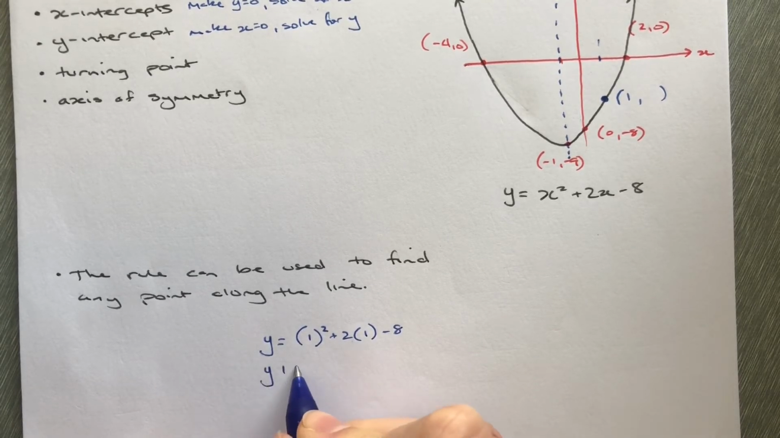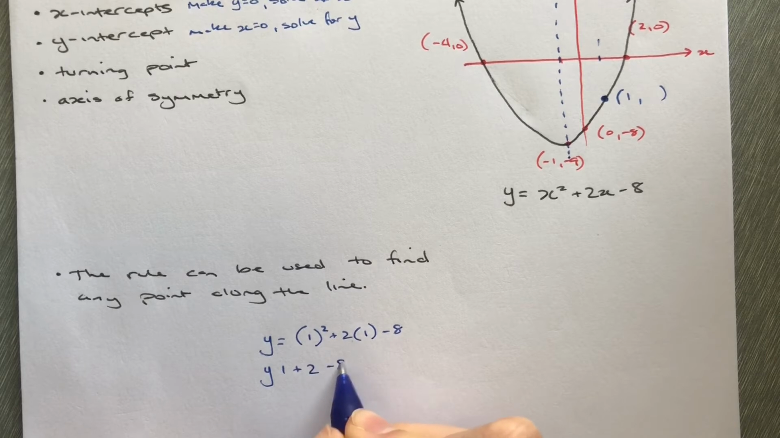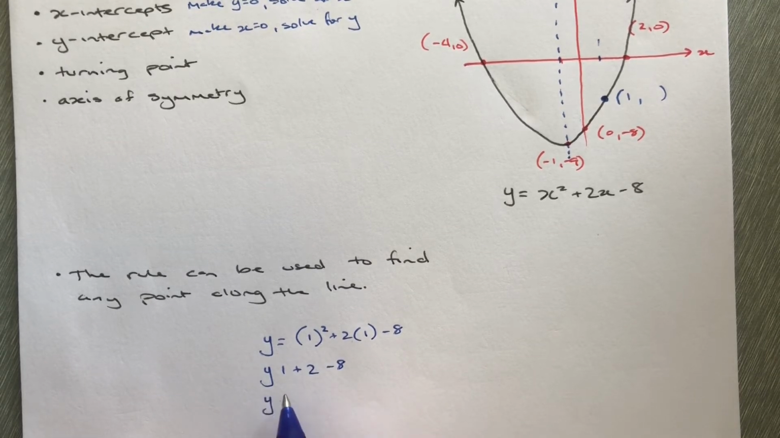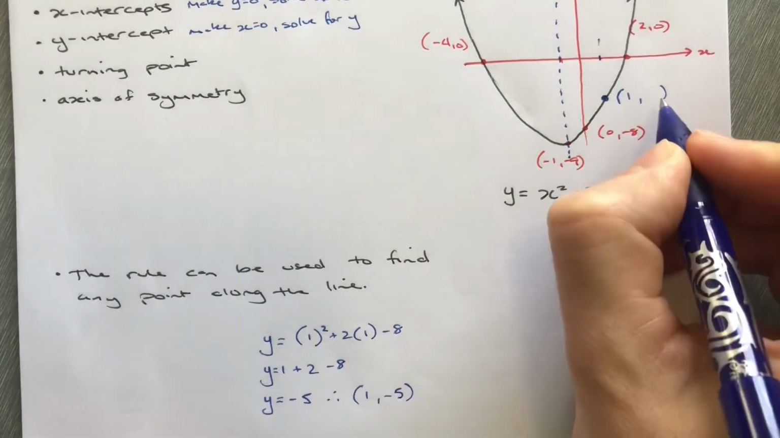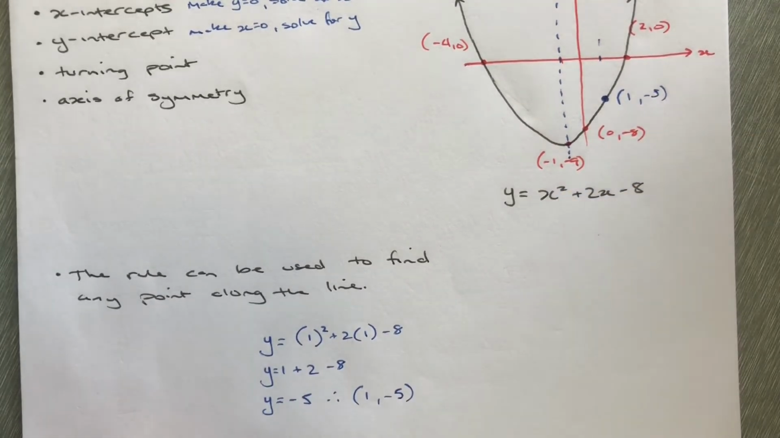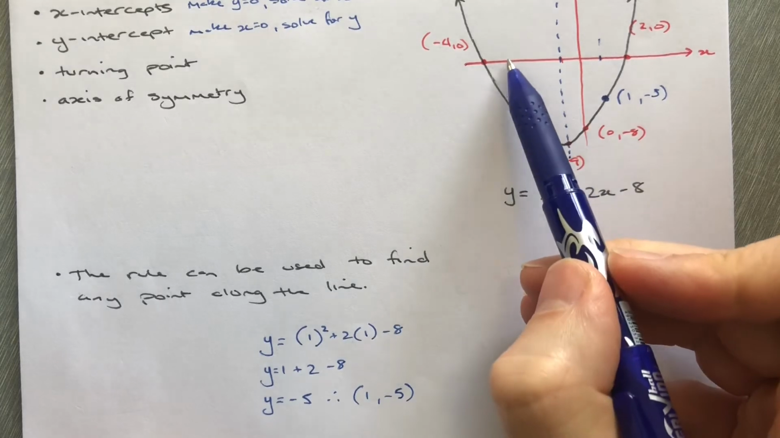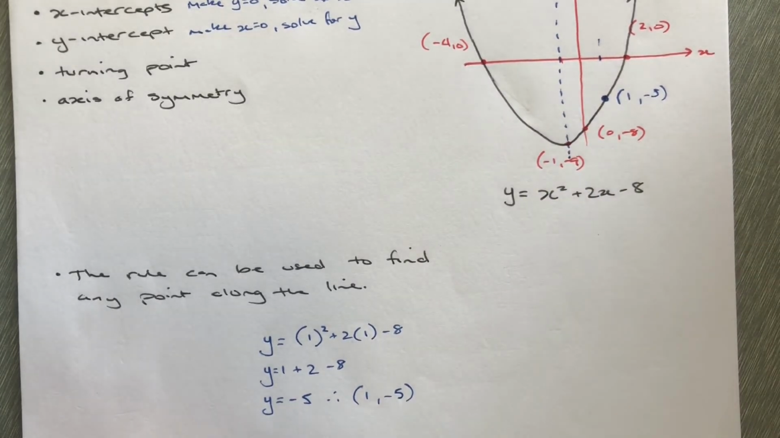So that gives us 1 plus 2 minus 8. So y equals minus 5. Therefore, the point that we found was when x is 1, y is minus 5. And we could have done that with any point along the line. We could have chosen minus 3, we could have chosen minus 2, whatever you like.